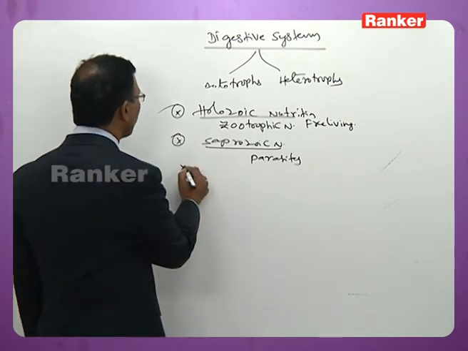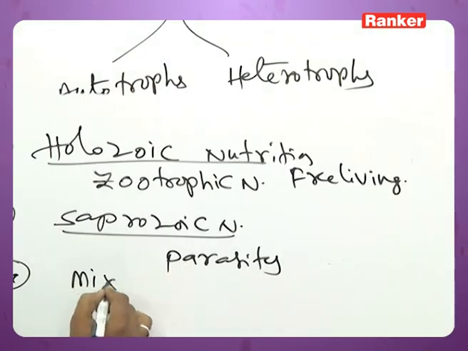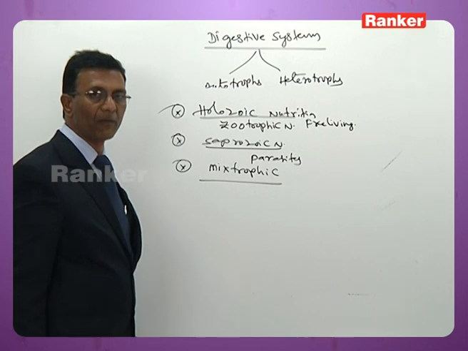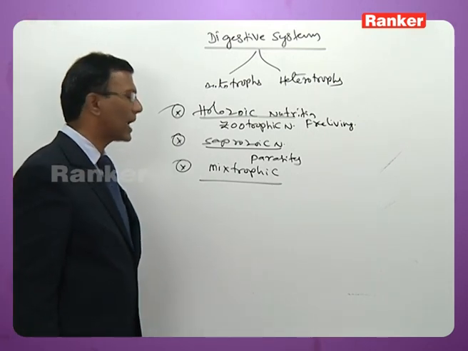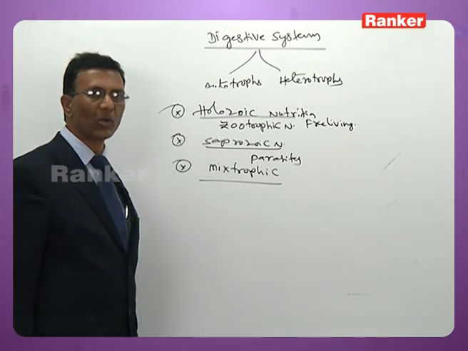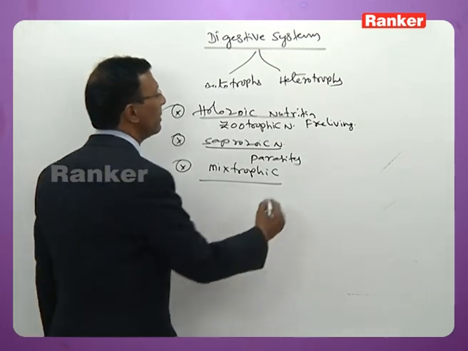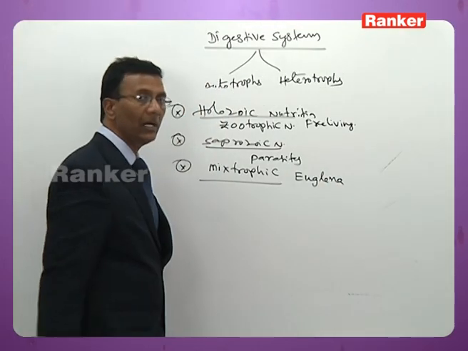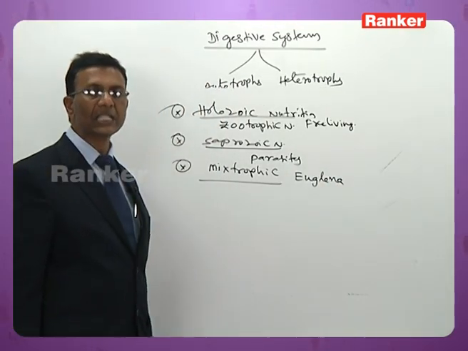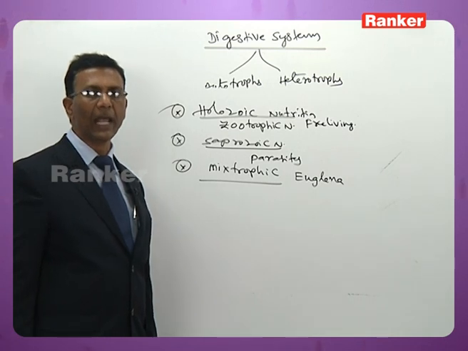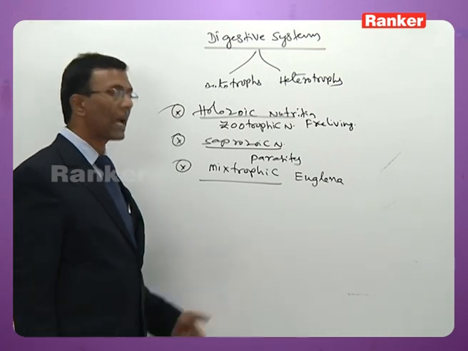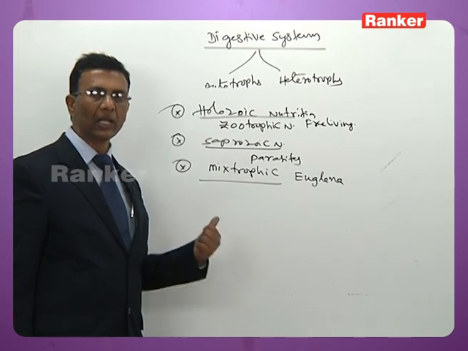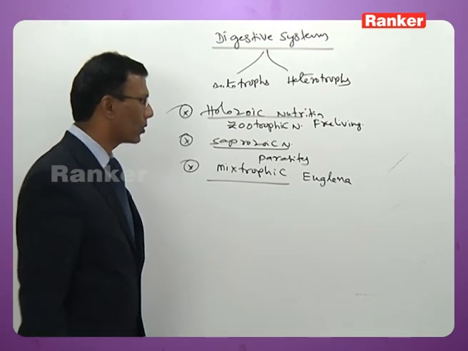The next you have mixotrophic nutrition. That is, organisms which take food by more than one method are called mixotrophic. They may take food either by holozoic and saprozoic or autotrophic and holozoic. For instance, remember this example, Euglena. Euglena, which is a protistan, during daytime synthesizes food by the autotrophic method. At night it takes the food by the saprozoic method.